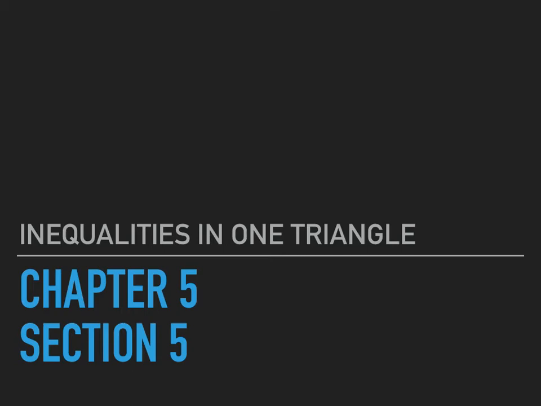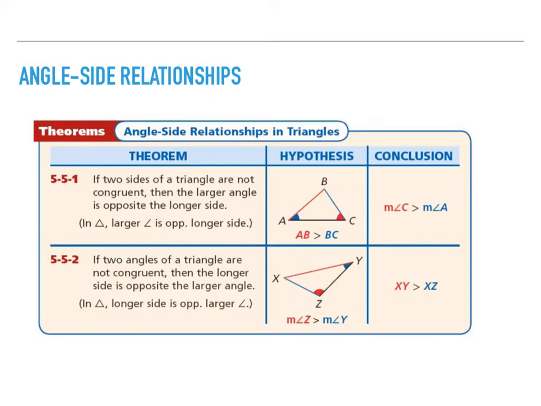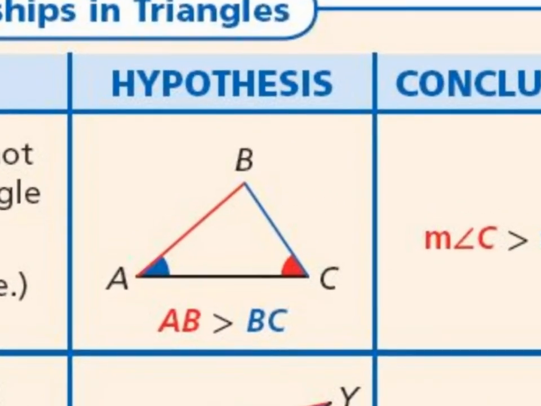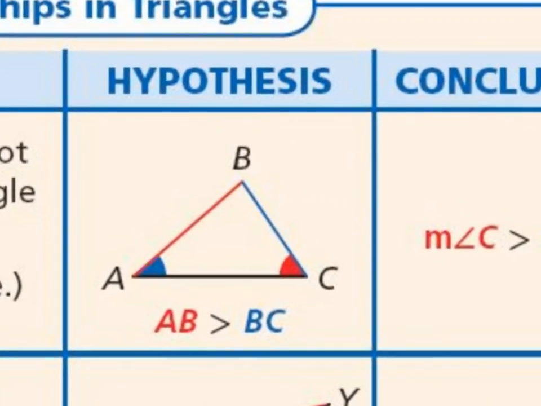Okay, so 5.5 deals with inequalities in one triangle. First we're going to look at the angle-side relationships. If two sides of a triangle are not congruent, then the larger angle is opposite the longer side. So here we have side AB is greater than side BC.